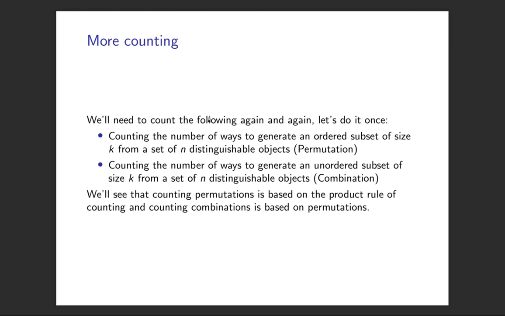Taking account of the ordering. So we're drawing k items out of n. How many ordered ways, where we care about the ordering, how many different sequences are there? And that's the permutations. And then the second case is where we don't care about the ordering. So that's a combination. And it turns out the product rule already gives us enough to do these calculations.